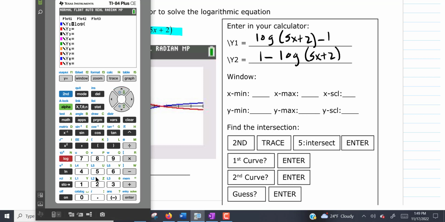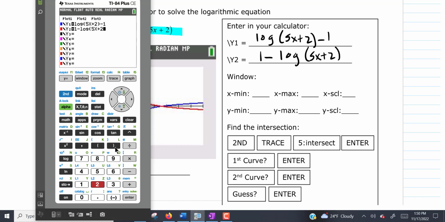You've got log 5x plus 2 and then minus 1. That goes in Y1. That's the left side of your equation. Right side of the equation, put 1 minus log 5x plus 2.